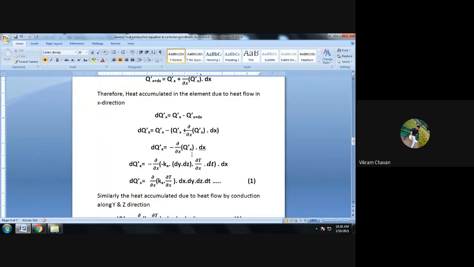Instead of q dash x, we are going to put up that equation. So dq dash suffix x will be equal to minus of ∂x, and here we are going to put up the q dash x equation. The q dash x equation is minus k suffix x multiplied by the area of face ABCD, which is perpendicular to heat flow. It is equal to dy multiplied by dz, bracket complete, multiplied by ∂t divided by ∂x multiplied by dt, whole bracket complete, multiplied by dx. Okay, dx as it is here.